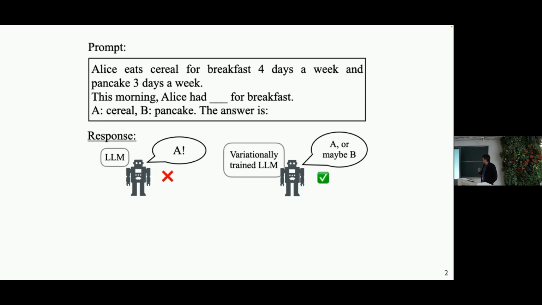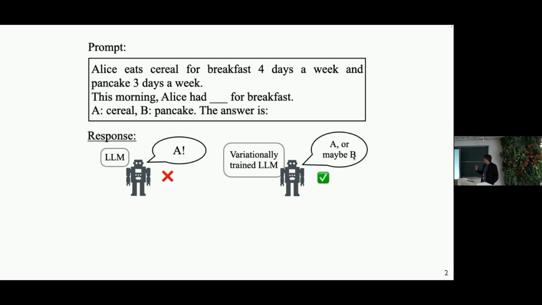But this question is ambiguous, right? We don't know which day it is. Alice could have had either cereal or pancake. So an ideal model, and we will see that the variational models do this, in uncertain situations where the question is ambiguous, takes multiple solutions into account. These models will say something like A, but also maybe B. So the probability of the next token is maybe 60% A and 40% B.